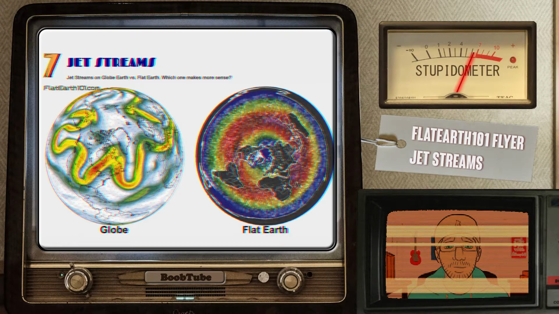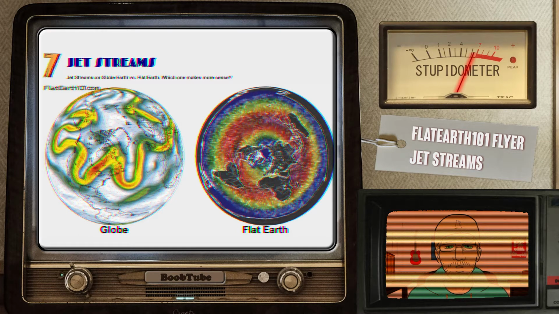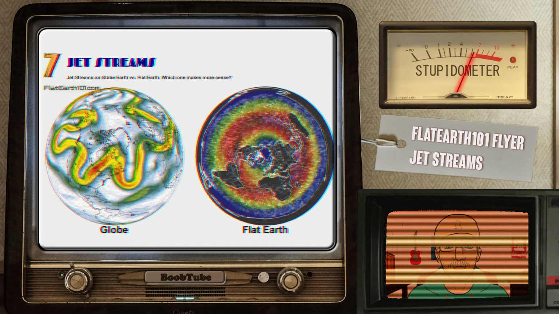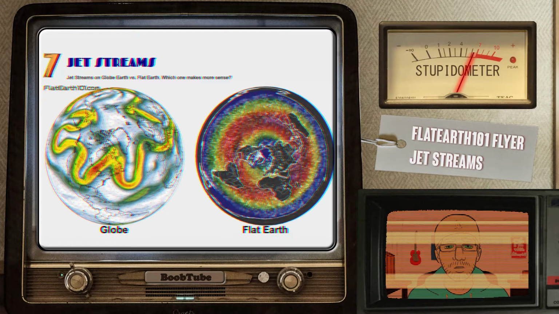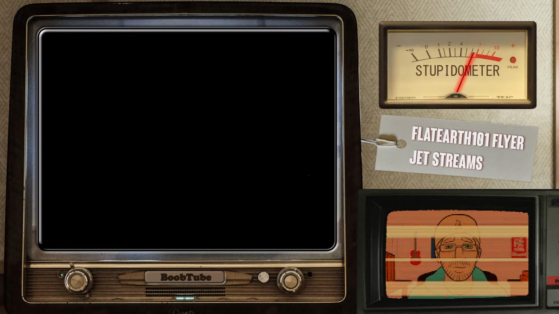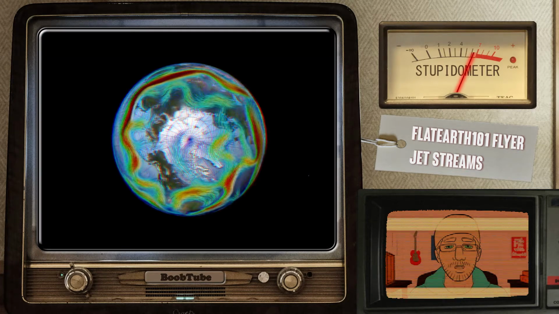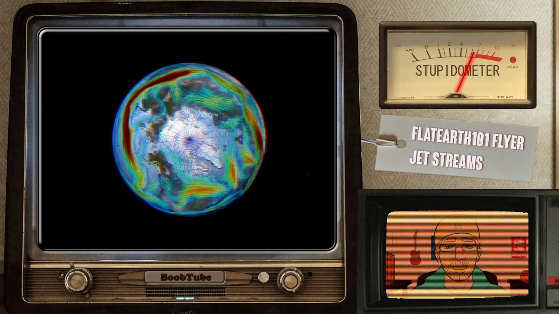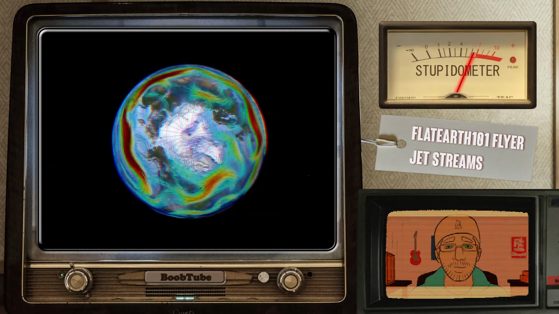What bugs me is that at times flat earthers would use a Mercator projection and at times use a 3D projection, whichever suits their narrative. Can we establish a couple of ground rules first? We're not disputing the existence of jet streams, are we?